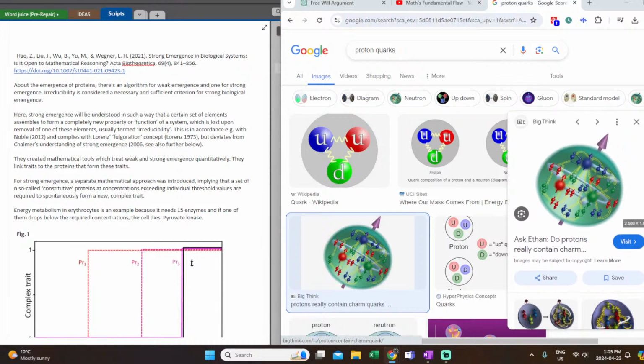But anyways, the question is, are there any strongly emergent phenomena? Now, a strongly emergent phenomenon is a novel phenomenon, something new that exists in the universe.